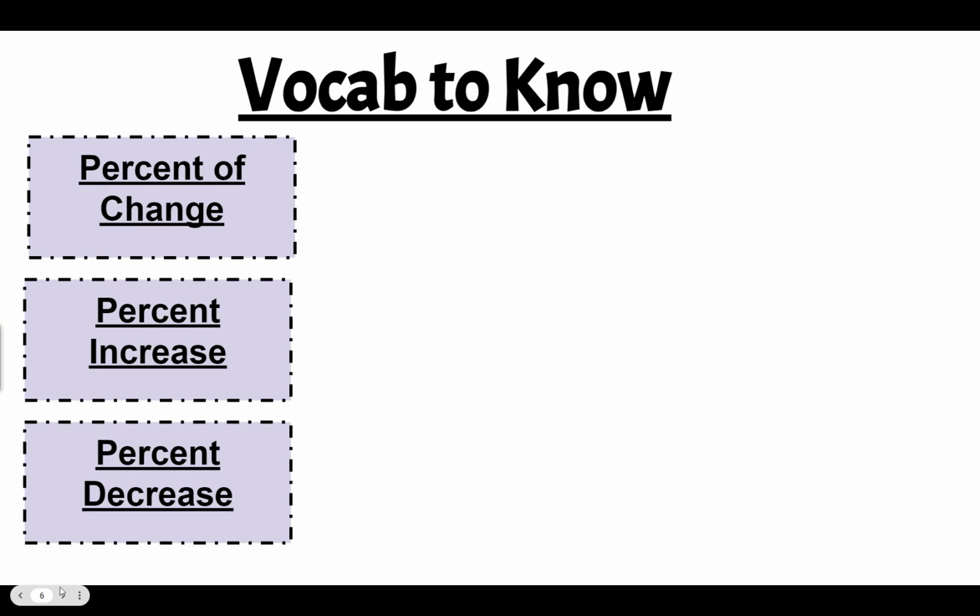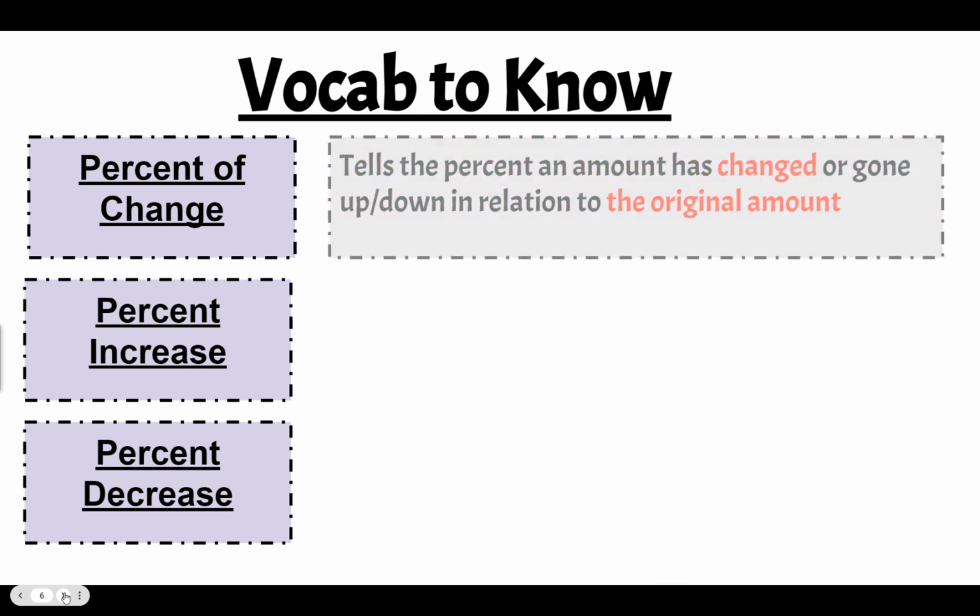So starting with some vocab you need to know. Percent of change tells the percent an amount has changed or gone up or down. That's how we measure change in relation to the original amount. So we start with our original amount, we get our new amount, we figure out how much that actually changed, and then we will calculate the percentage in relation to that original amount.